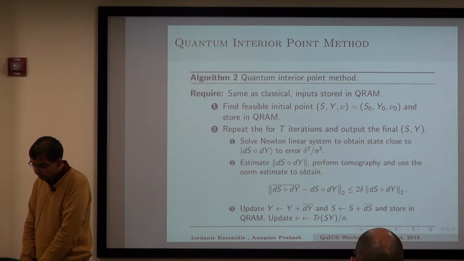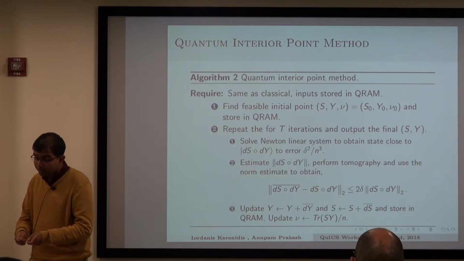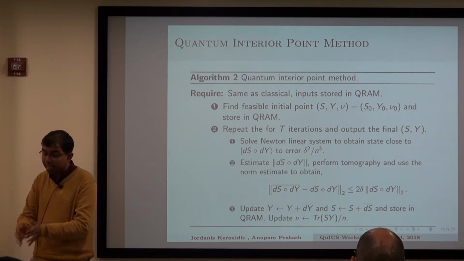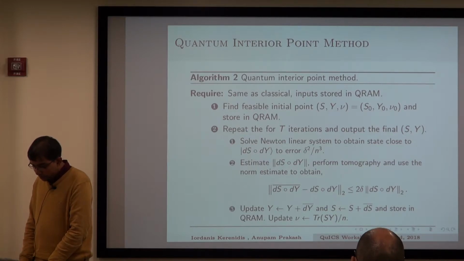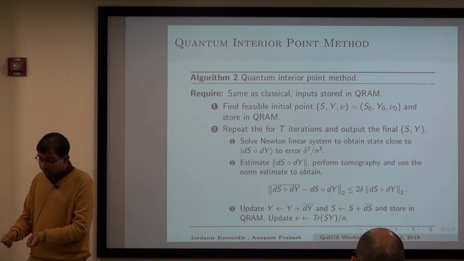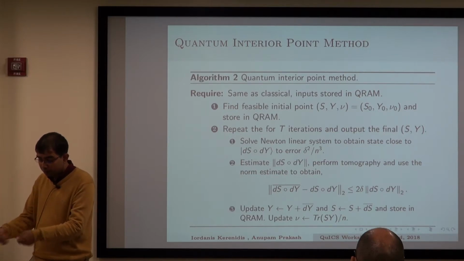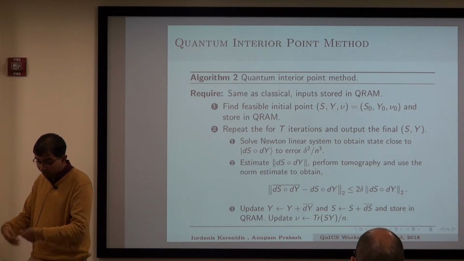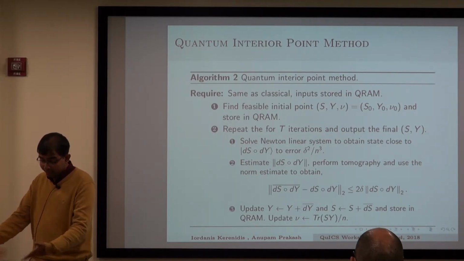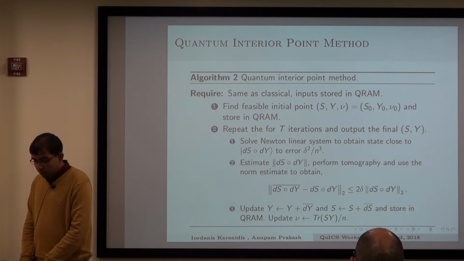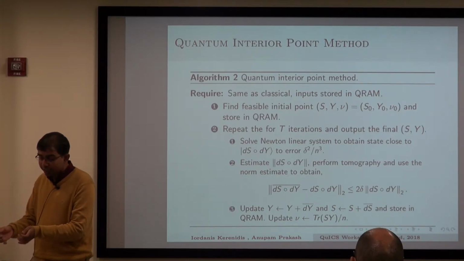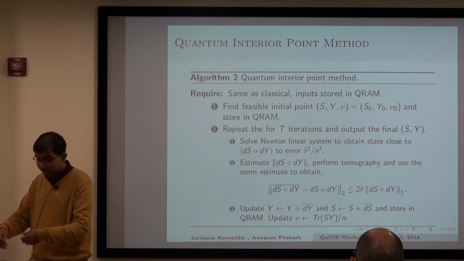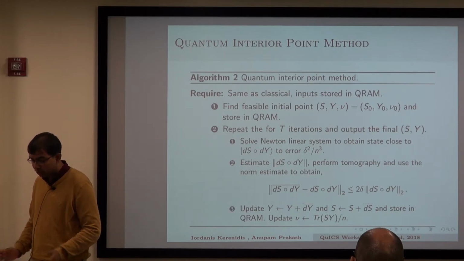When we solve the Newton linear system to a very high accuracy, this gives us the state ds circle dy. By circle I mean concatenation. Then we estimate the norm of ds circle dy and perform tomography and write these things classically, and we update y to y plus dy bar, s to s plus ds bar, and store in the QRAM, and then we continue. So the main tools going into it are the efficient Newton linear system solver and the tomography algorithm, and of course there's an analysis which tells us what precision we should take the tomography to.